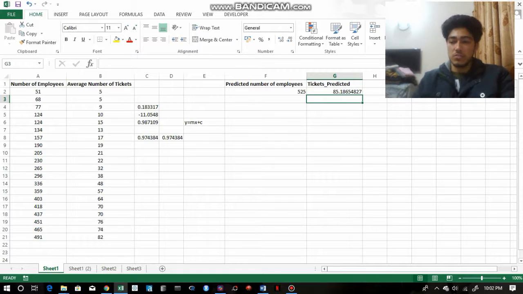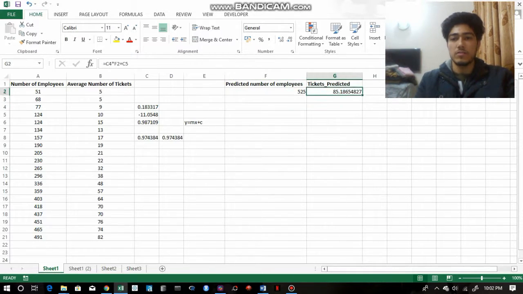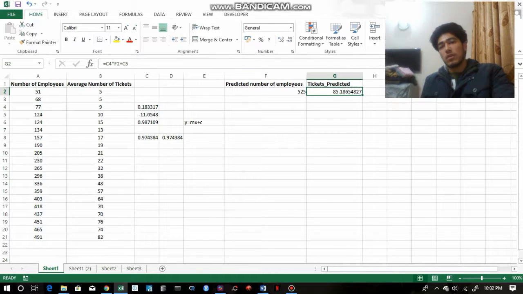So what does this value mean? It means that with the help of 525 employees we are able to process around 85 tickets in a day. That is, 525 employees can process 85 tickets per day. So this is how we apply simple linear regression.